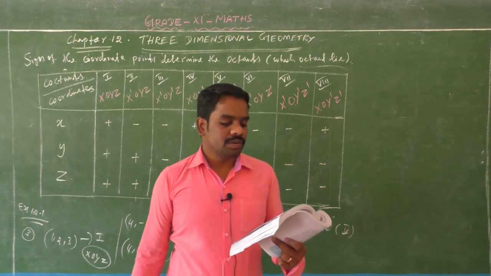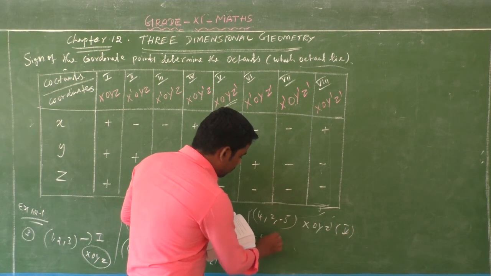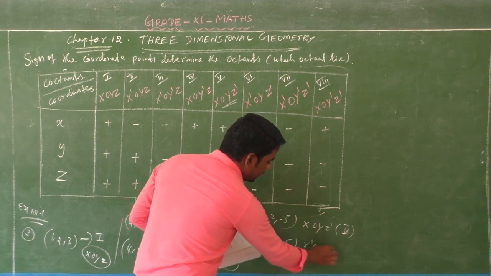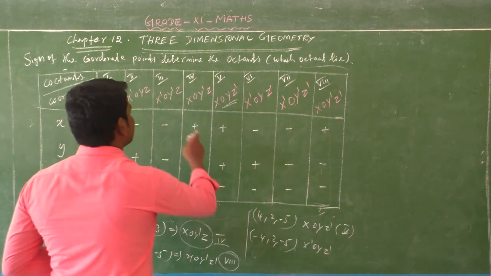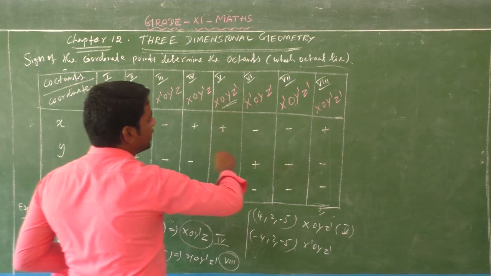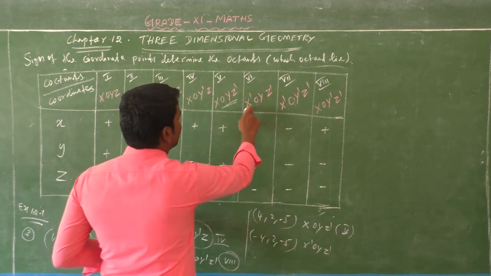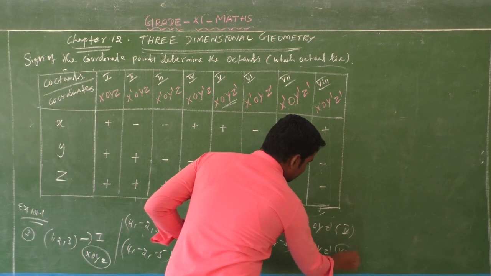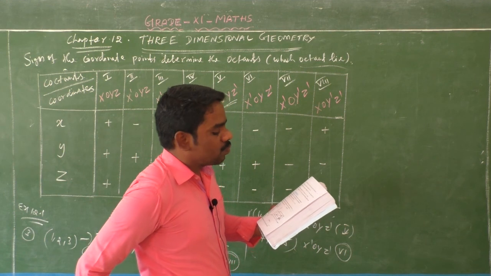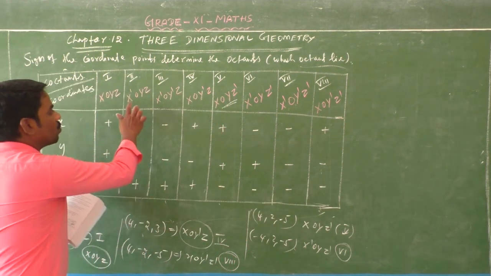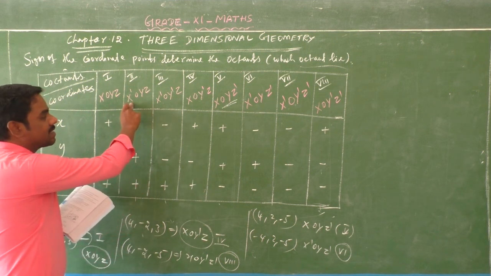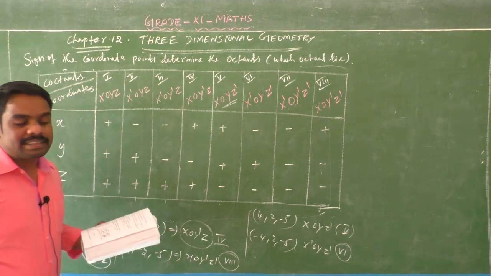Next, (-4, 2, -5). See, the x and z values are negative, so X'OYZ'. Which octant is it? X'OYZ' is the sixth one, the sixth octant. Next, (-4, 2, 5) is X'OYZ. So (-4, 2, 5) lies in the octant X'OYZ, that is the second octant.